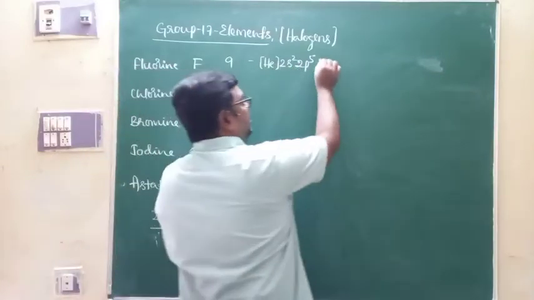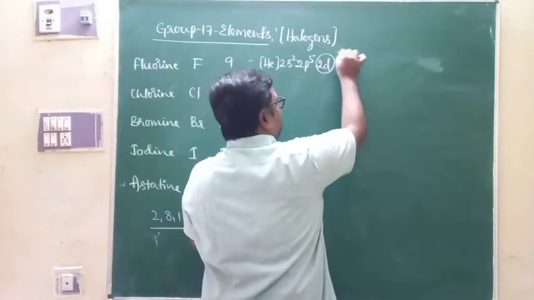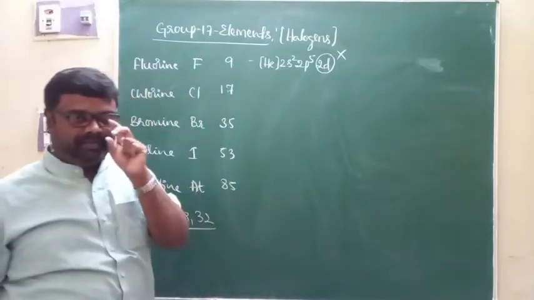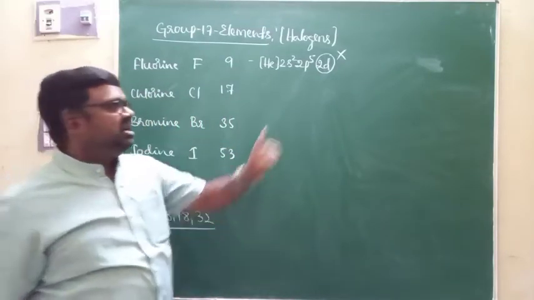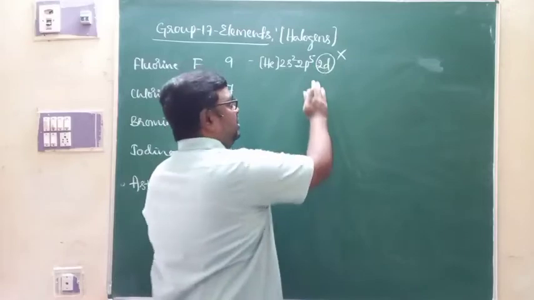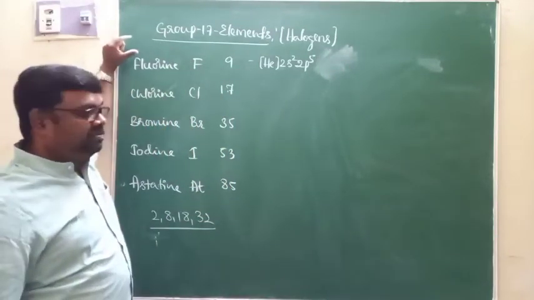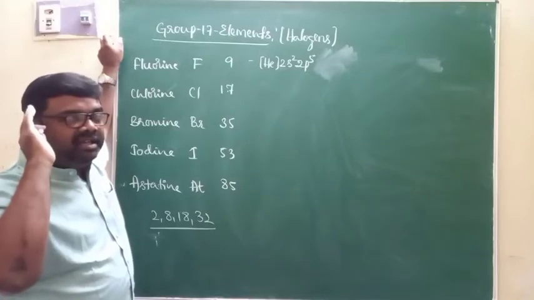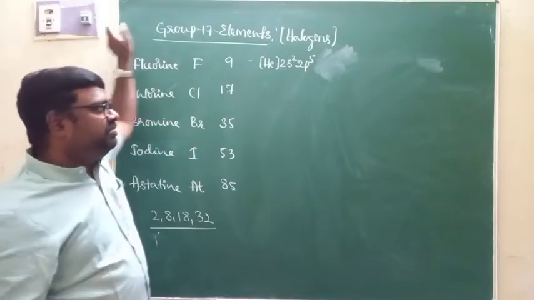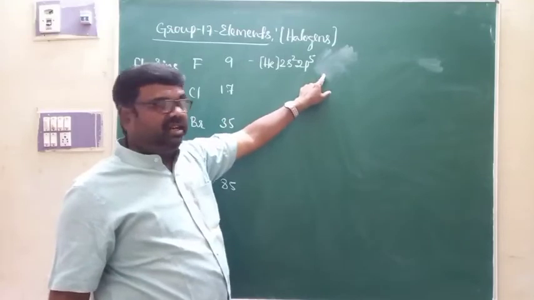And therefore, I can't expect 2d in the case of fluorine, because the second main shell doesn't contain a d subshell. Therefore, 2d is not observed in the case of fluorine. Just keep it in mind, there is a non-availability of d orbitals in the valence shell.